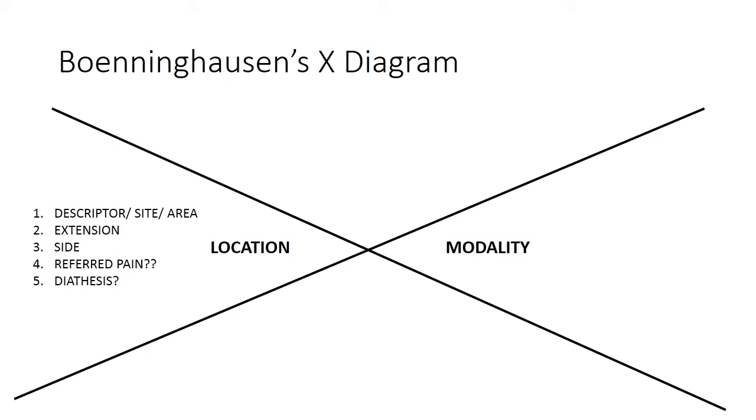Then next is the side. Is it left-sided, right-sided? Is it moving from left to right? Is it moving from top to bottom? That of course is very important. Another thing to note is, is the pain a referred pain? For instance, a person could be reporting pain in his fingers, but that could be a referred pain because of a tender spot in his muscles or some kind of compression in one of the vertebrae. So it is important to know what kind of pain it is. Is it pathological? Is it a referred pain, or is it something else?